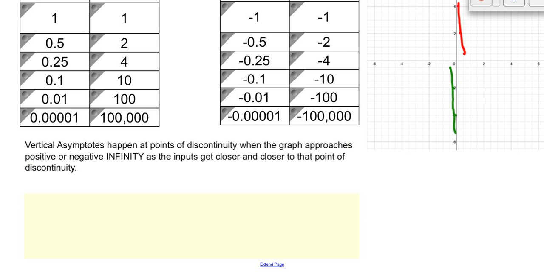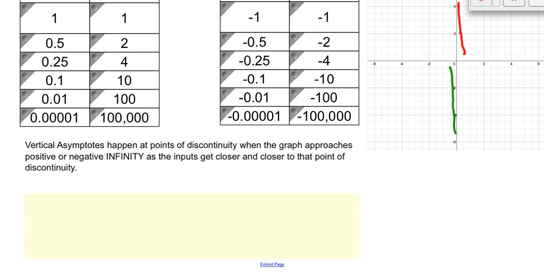So vertical asymptotes happen at points of discontinuity when the graph approaches positive or negative infinity as the inputs get closer and closer to that point of discontinuity. Positive infinity, of course, is up. Negative infinity is, of course, down. So if the graph is approaching positive infinity, it's getting higher and higher and higher. If it's approaching negative infinity, it's getting lower and lower and lower.